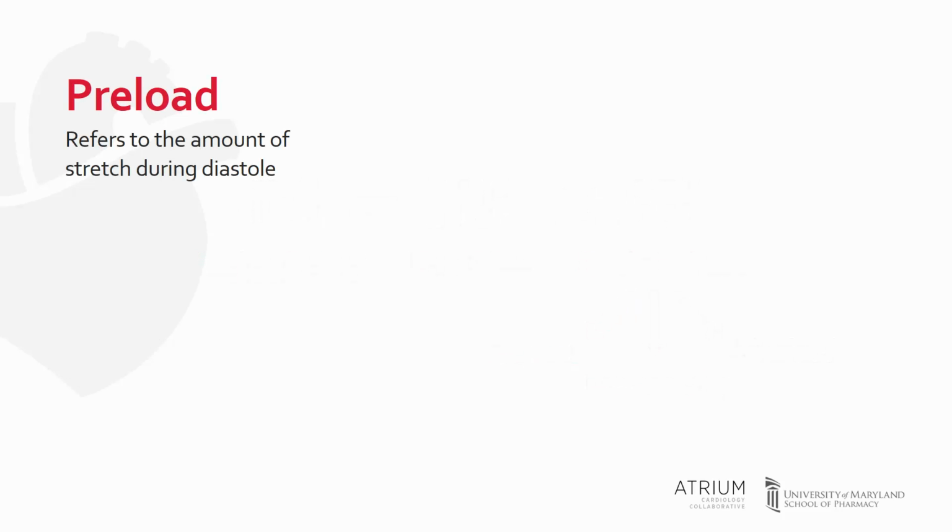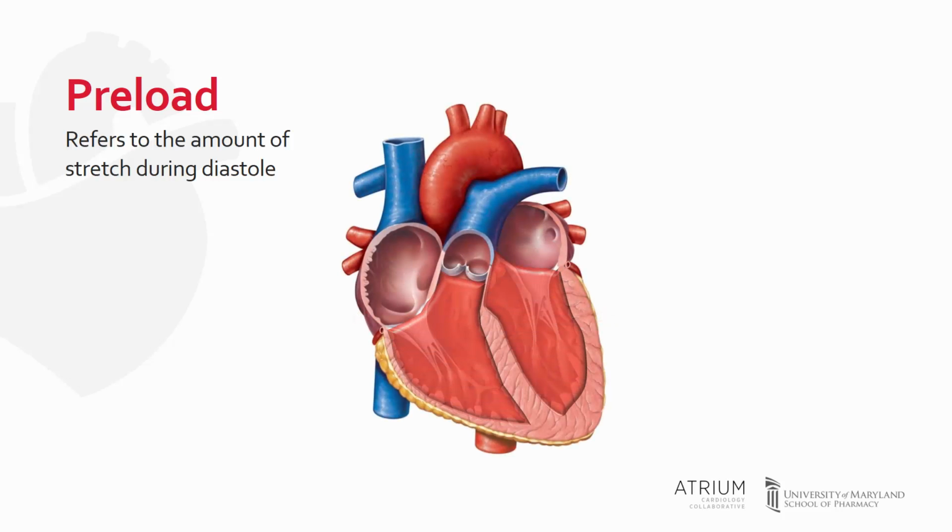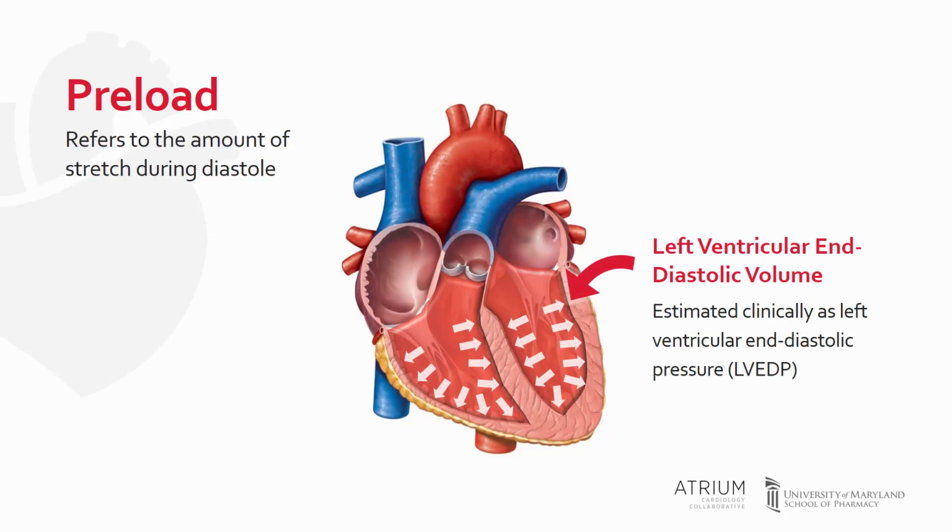Now, preload refers to the amount of cardiac stretch that occurs during diastole, when the chambers of the heart fill with blood. The impact of preload on the force of contraction is analogous to a rubber band. That is, the more stretch, the greater the force of contraction. Similarly, the more volumetric pressure in the ventricles at the end of diastole, the greater the force of contraction during systole. Therefore, the primary determinant of preload is left ventricular end diastolic volume, which can be estimated clinically as the left ventricular end diastolic pressure, or LVEDP.